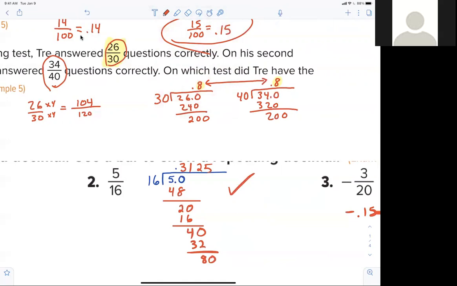Now, how many times does 30 go into 200? 6 times. All right. Now, when I do that, that's 180. How many times does 40 go into 200? 5 times. Do I have to do any more division? No, because I already have established now that this 0.86 is greater than the 0.85.